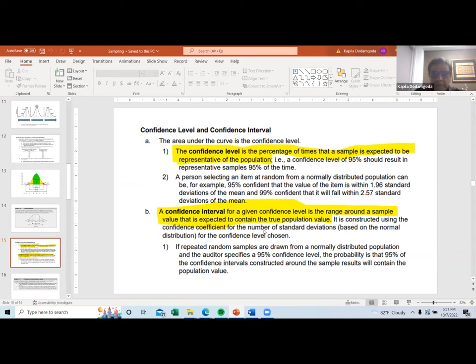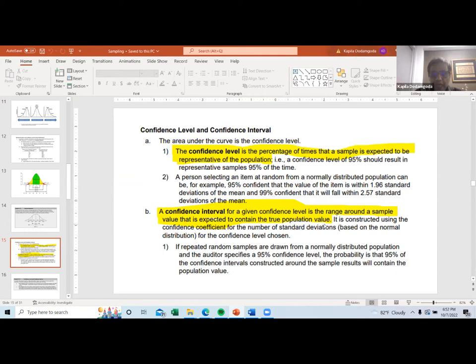The second one is sometimes we express a confidence interval, right? Confidence interval for a given confidence level is the range around a sample value that is expected to contain the true population value. The thing is this. Now, when we take a sample, we want to take the average value of a default invoice, for example, average value of a default invoice.